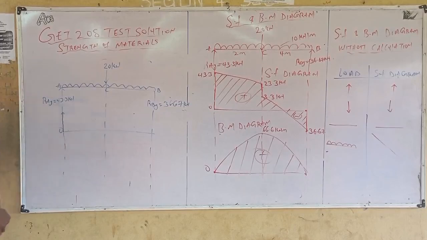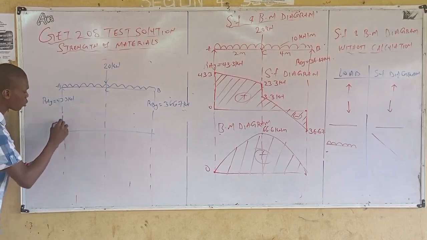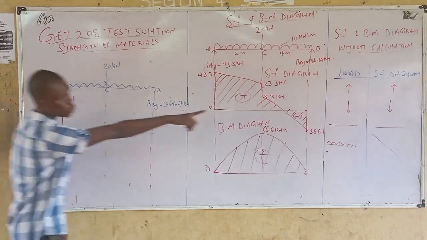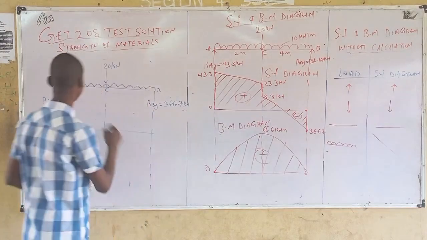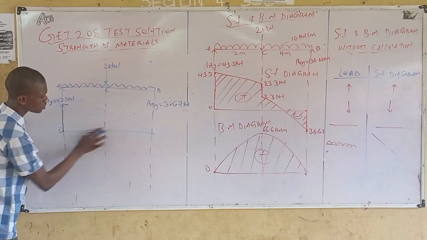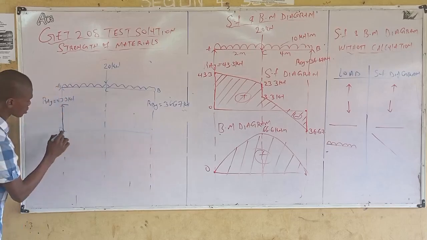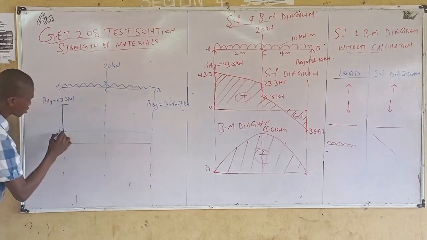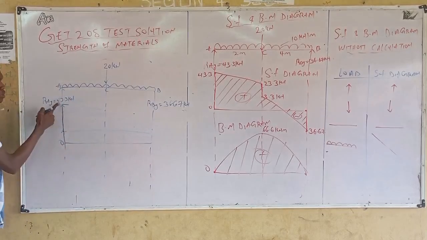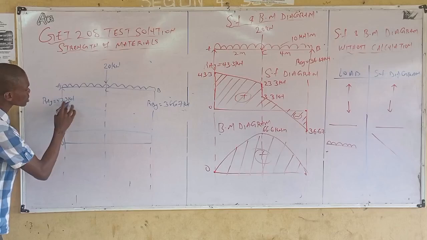From A to C, what am I having? What type of load am I having? UDL. What do you have for UDL? Slant. Let me shift this to this place. This is where 0 is starting from. I'm having this. This is my shear force. For UDL, slant, right?